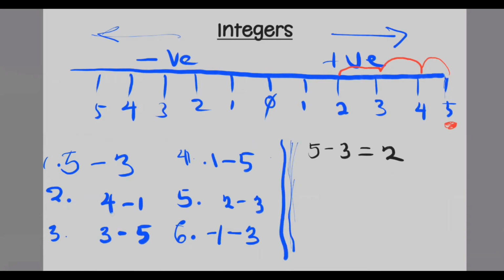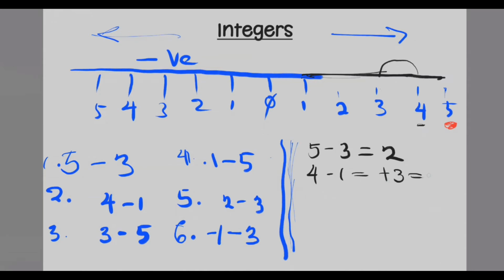Let's do the second question. 4 minus 1. So we're going to start with 4. Let me take this off and draw the line again. Okay, so 4 minus 1. This is 4 right here. Since it's a minus, that means we're going to go to the left by 1 point. So from 4, we'll go to the left 1. And that means 3. So 4 minus 1 is equal to plus 3, which is the same thing as 3.